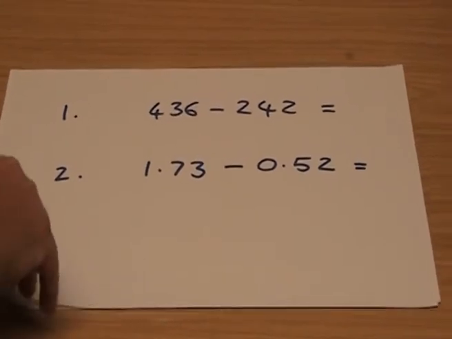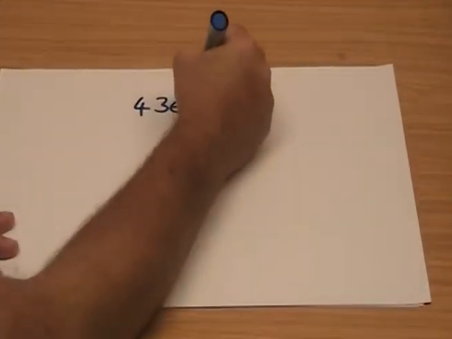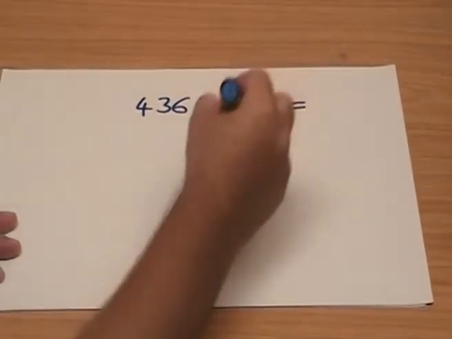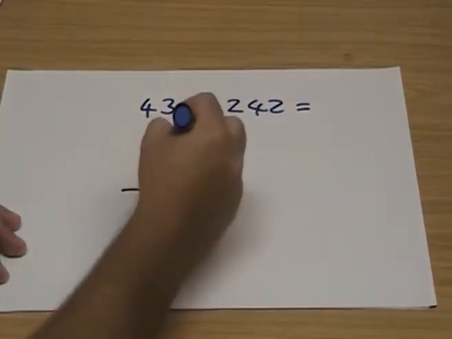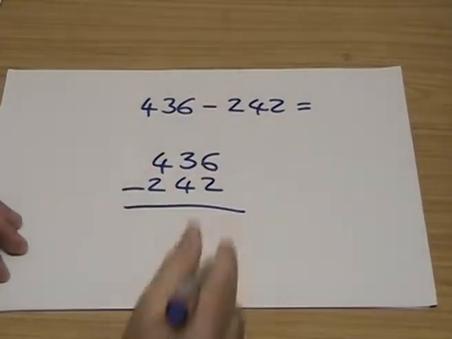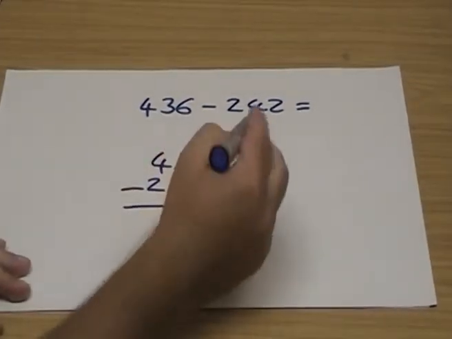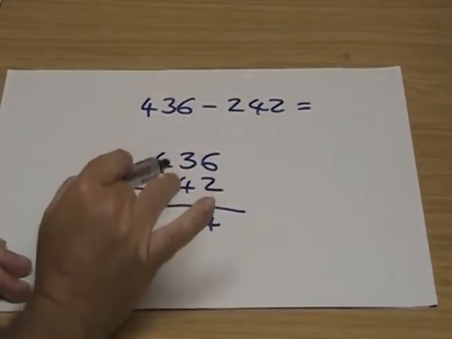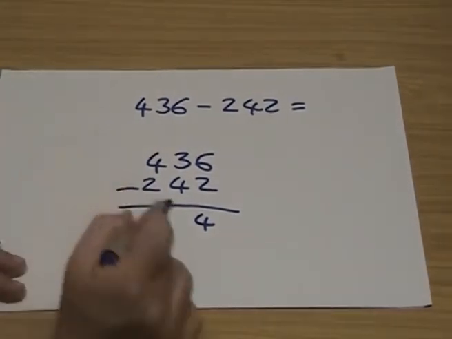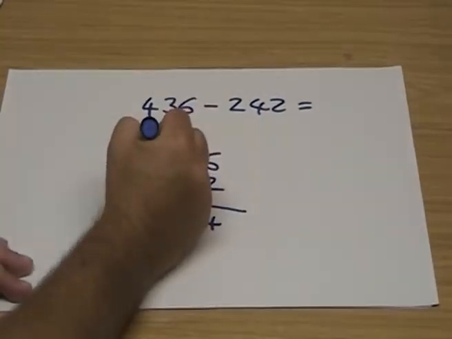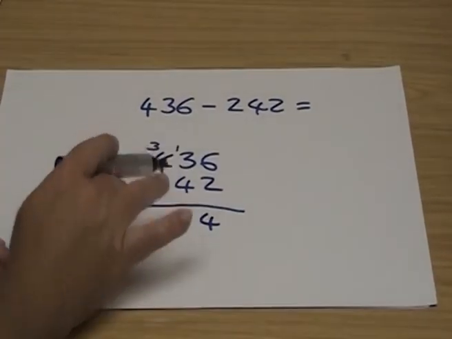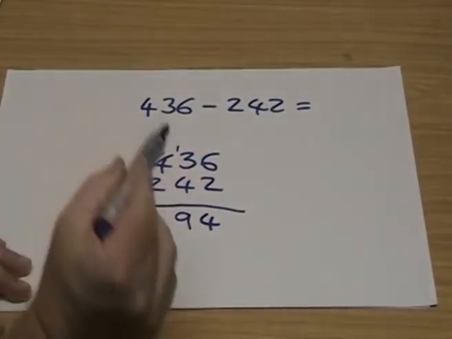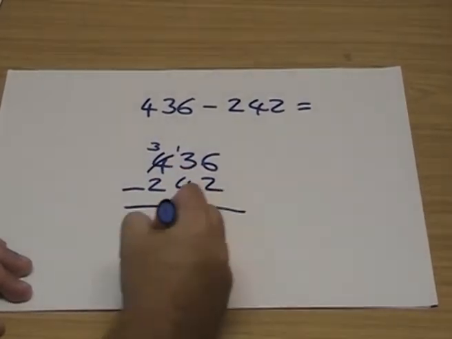So, let's look at the first one. As before, the first number in subtraction must be on the top. In column subtraction, the second number should be on the bottom. As usual, make sure your numbers are aligned. 6 take away 2 is no problem, that's going to give us 4. 3 take away 4 we cannot do without adjusting it by borrowing from the 100 column. So the 4 here becomes the 3, and the 3 effectively we treat as 13. 13 take away 4 gives us 9. 3 take away 2 gives us 1. So your answer should be 194.